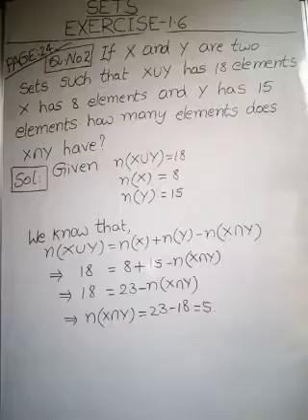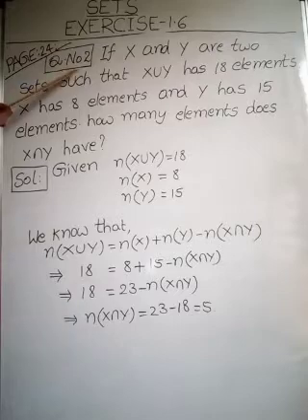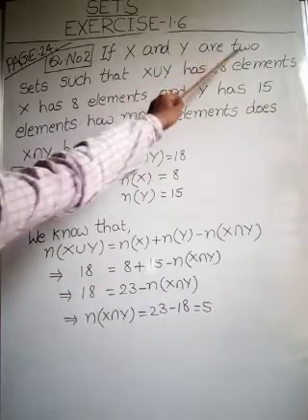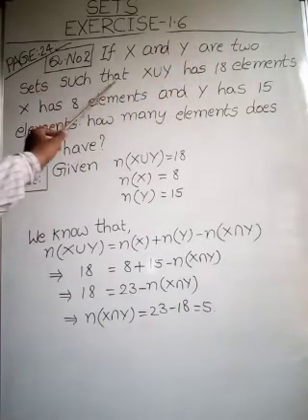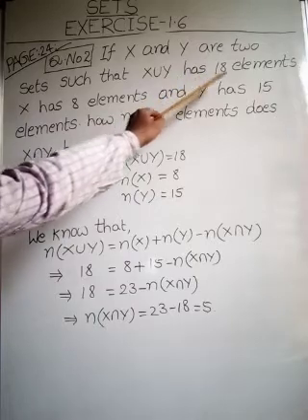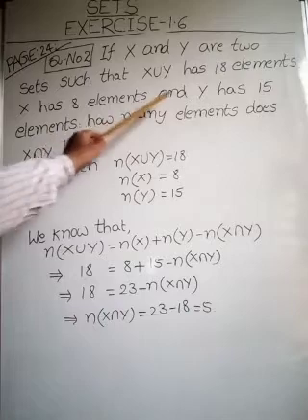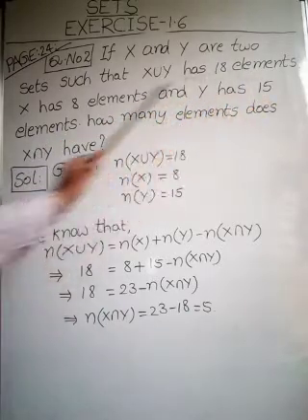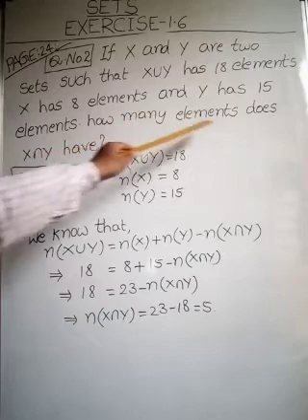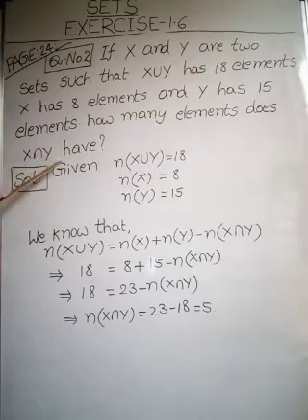Right. Now come to question number 2. Question number 2. If x and y are two sets such that x union y has 18 elements, x has 8 elements, and y has 15 elements, how many elements does x intersection y have? Understood this question, my dear children? This question is the same as the first question, but the presentation is different.